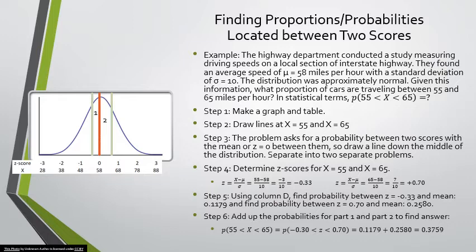Finally, to find the answer to the question of what proportion of cars are traveling between 55 and 65 miles per hour, you would add up the probability you got for part 1 to the probability you got for part 2, and the sum would be 0.3759, which would be the total probability for the entire area.